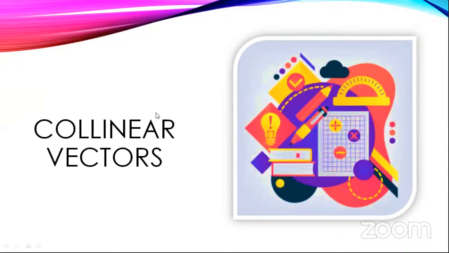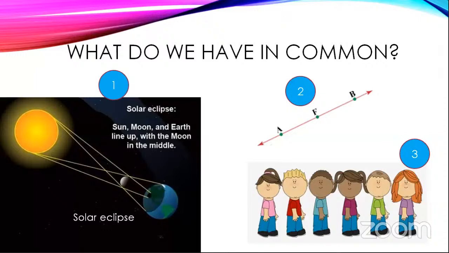So we're continuing, Miss, about collinear vectors. Before we even go into that, I have an image here. Let us have a little conversation, students, about what we have here. What are you seeing? What do you notice? I'm realizing that we have a sun, we have the earth, we have a moon.